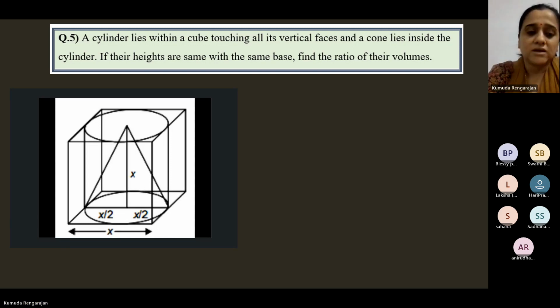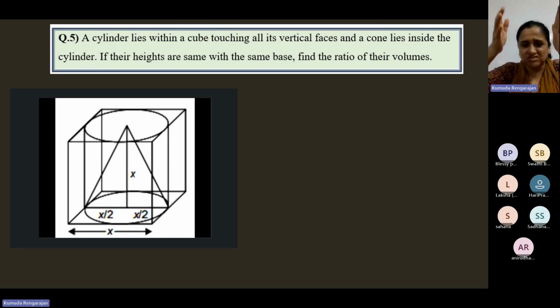See, the conditions are clear. The outermost thing is the cube. Inside that is the cylinder, inside that the cone. The heights are the same: height of the cube, height of the cylinder, height of the cone. When you put the cylinder inside the cube, it just touches the walls and gets inside. There is no gap between the cylinder and the wall. The body of the cylinder touches the four vertical surfaces of the cube.